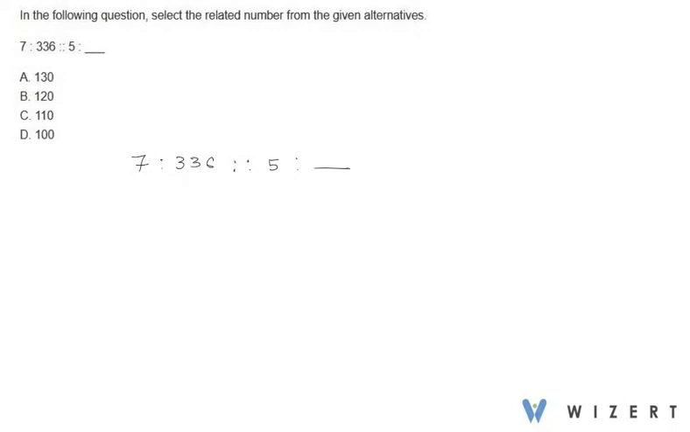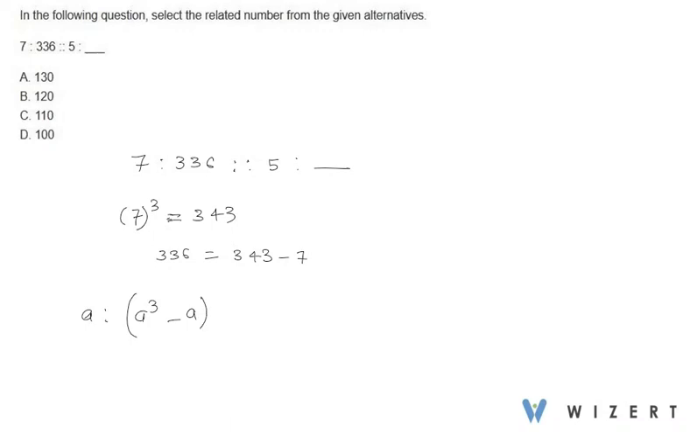Now looking at this number 336, we can remember cube of 7. Cube of 7 is 343. So what is the relation between 343 and 336? Let's find out. 336 is equal to 343 minus 7. So this relationship is a is to a cube minus a.